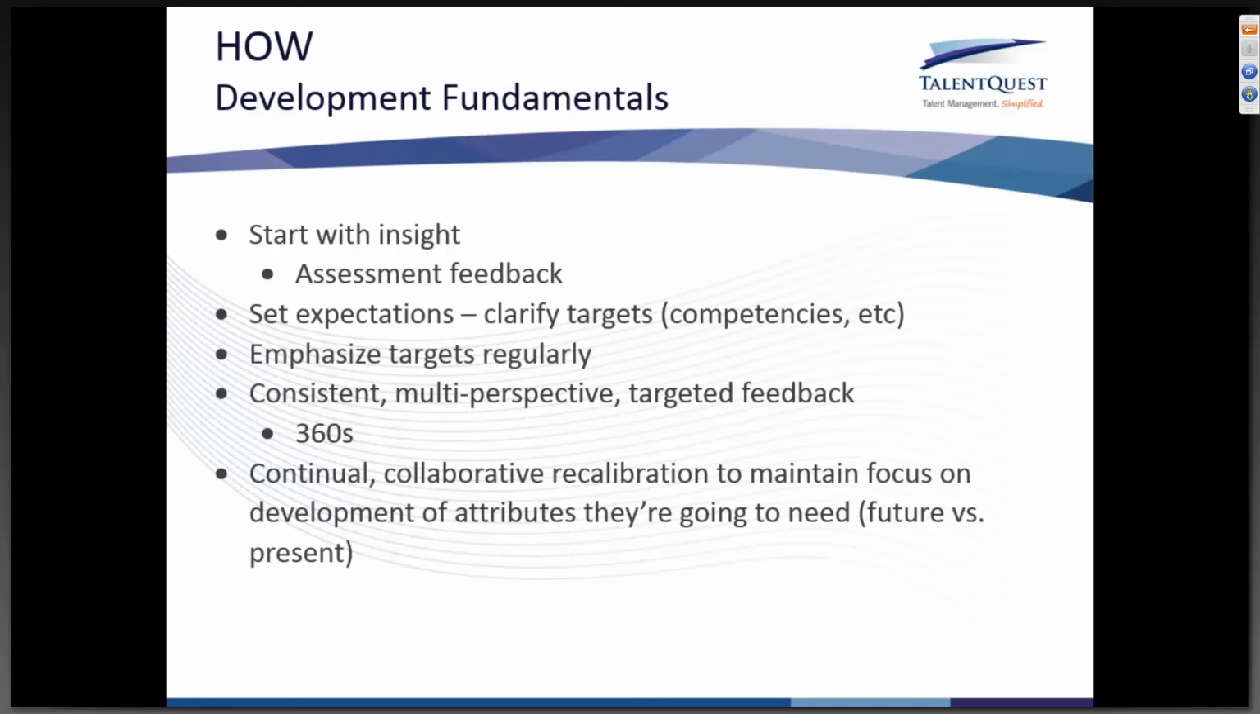And then continual collaborative recalibration. And what I mean by that is not just making sure that we are assessing how progress is going, but we're also keeping a pulse on the direction our company's heading, and making sure what we're targeting has not become somewhat outdated. Make sure that we're targeting the things that are needed over time.